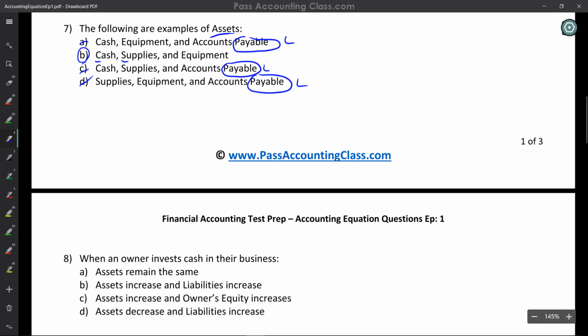Cash is an asset. Supplies, those are assets. And equipment, that is an asset as well.